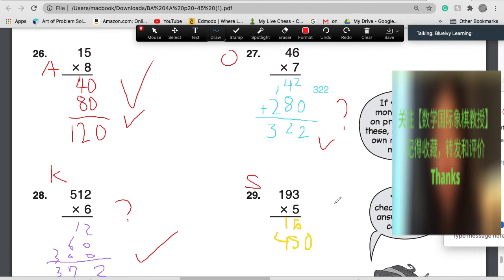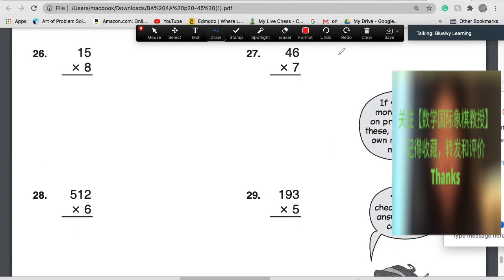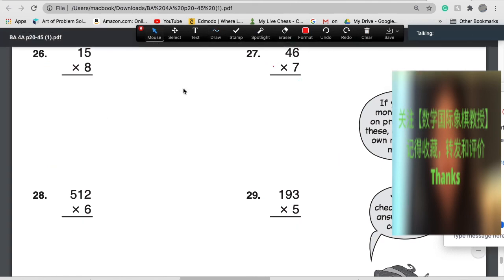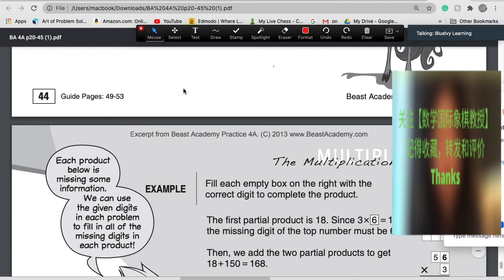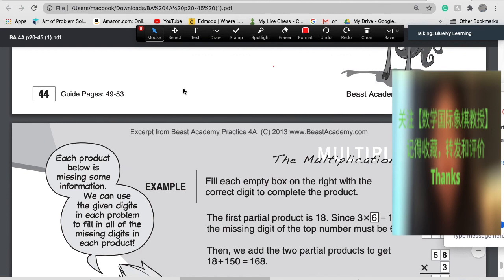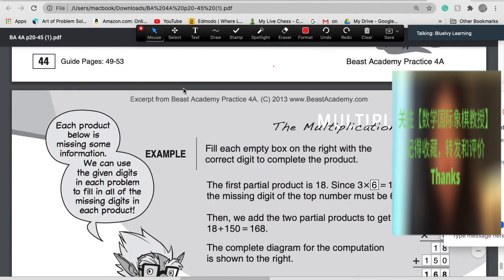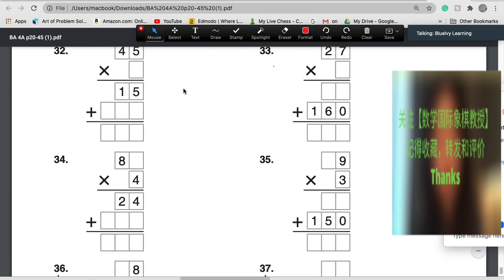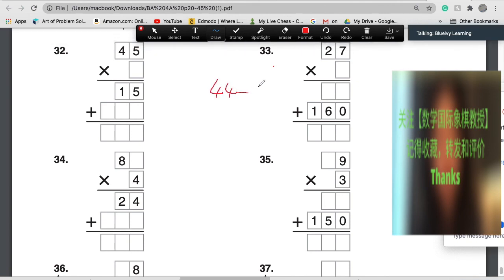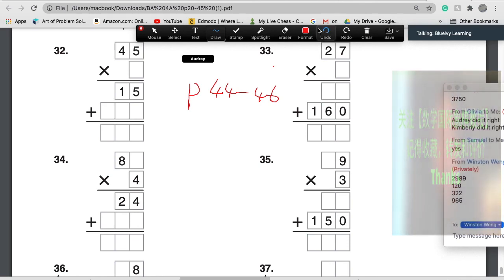Okay, so time is up. We can stop here. Everybody, now let's see this page. This one, it's 44. So your homework that will be 44 to 46. Your homework, that's 44 to 46. Okay, page. So we can stop here. Everybody, bye.